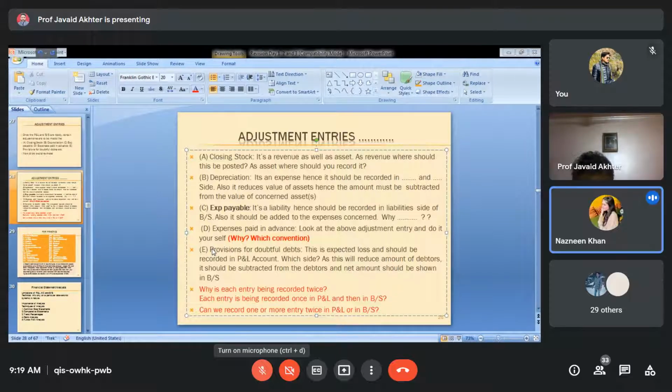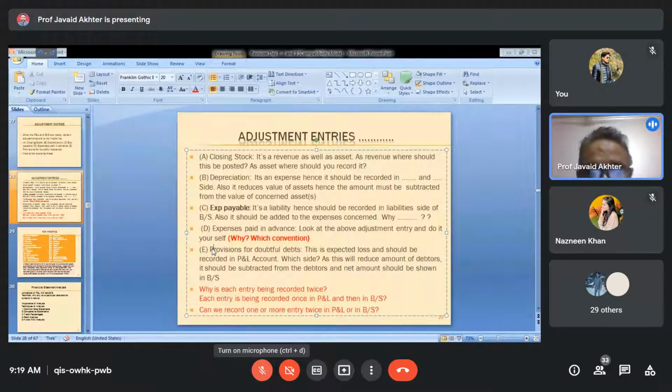So debtors are assets, so it should be subtracted from them. Beta, I am not asking you what are debtors. My question is, there are 4 words: provision for doubtful debts. If I am asking you to classify this as one of the 5 elements of equation, is this an asset? Expense.